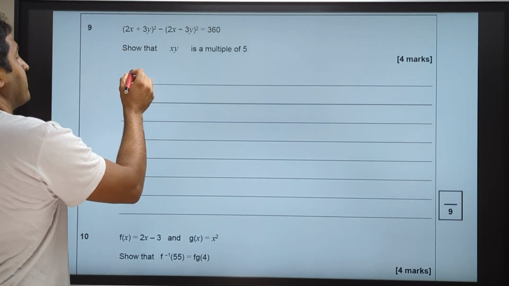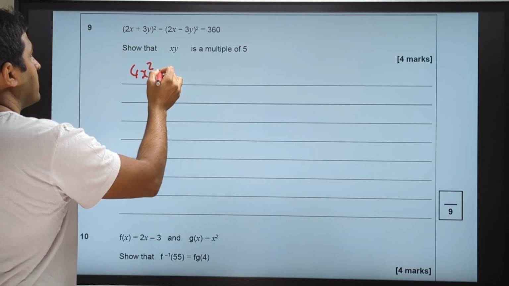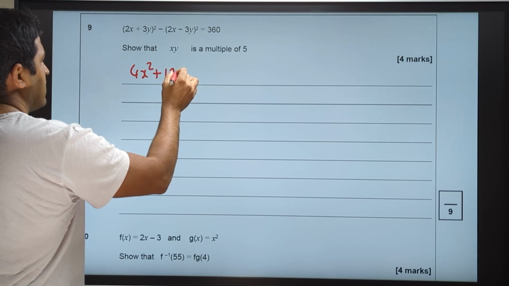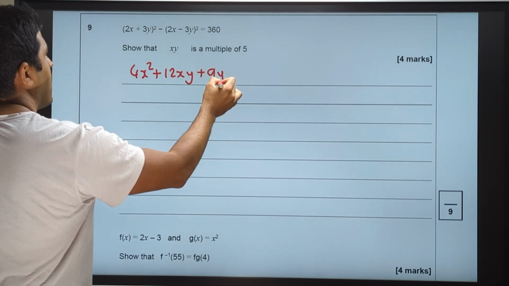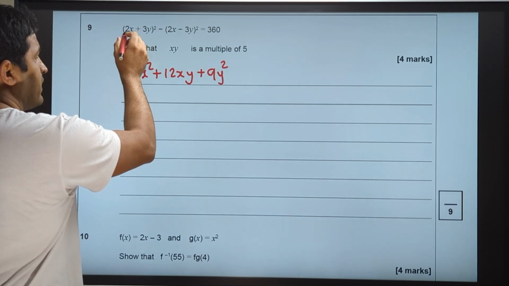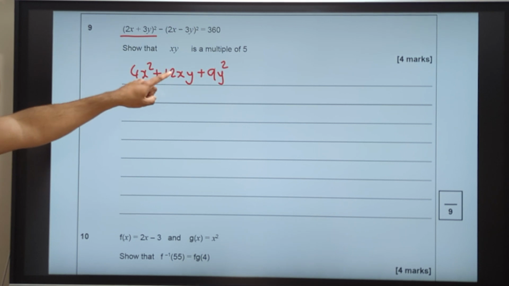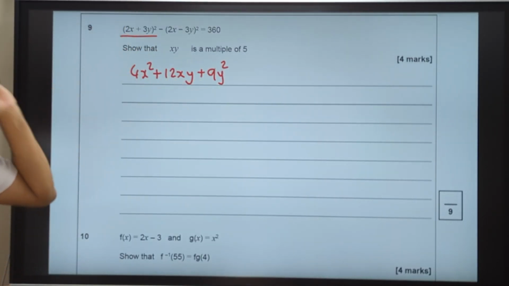So if I expand the brackets, I'll get 4x squared plus 12xy plus 9y squared. That's from the first brackets here. Again, I'm trying to go through it quickly. You can take your time. Again, my writing is slightly bigger. When you expand those brackets, this is what we get.